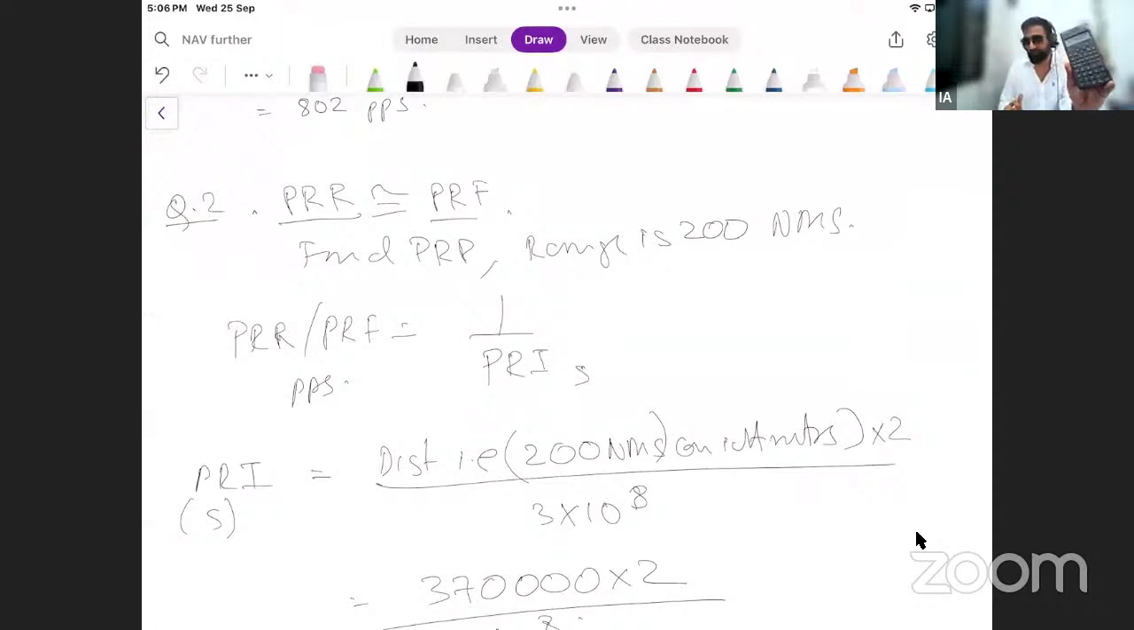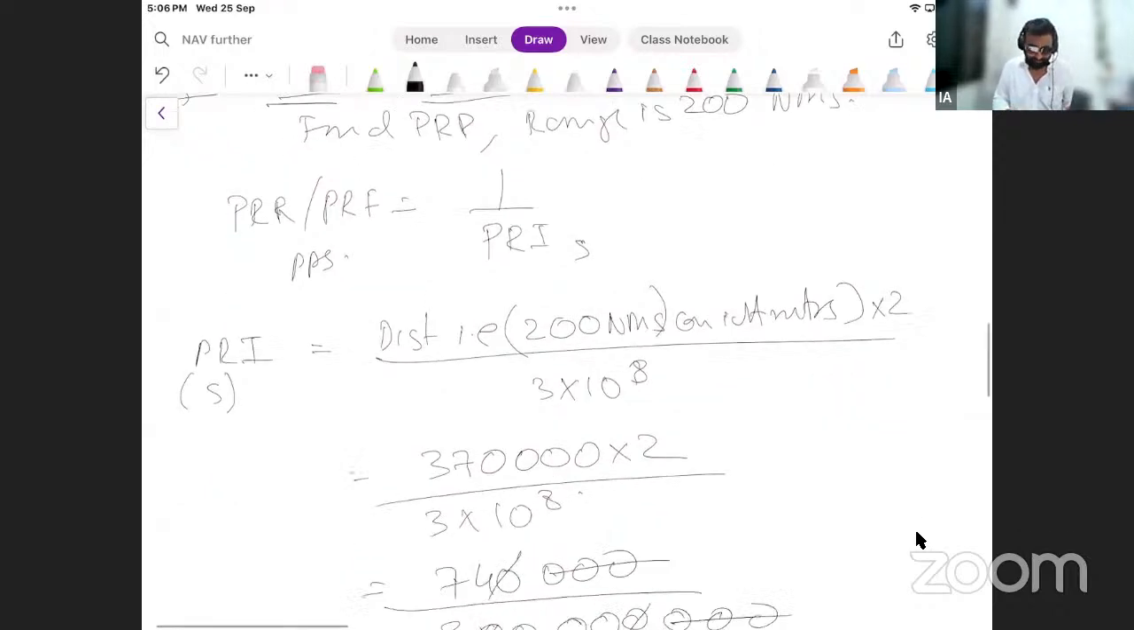So this solution that you see here is the easiest and quickest way to solve after you have understood carefully. And remember, PRR is equal to PRF only. Both are the same things: pulse repetition rate or pulse repetition frequency.